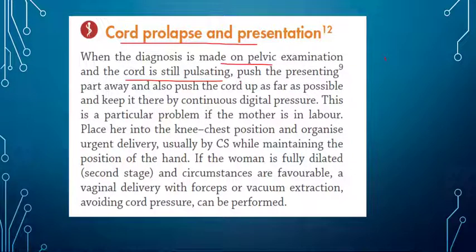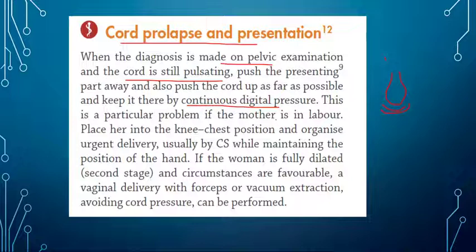If the cord is still pulsating, then push the presenting part away from the cord. Let's say this is the head and this is the cord coming out. The head can compress the cord, and if the cord is compressed, then the baby will not get blood supply. So with your hand, push the presenting part away and also try to push the cord as far as possible, and keep your hand at that place by continuous digital pressure.